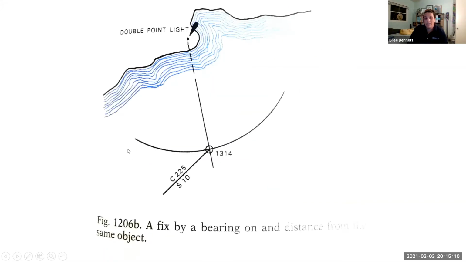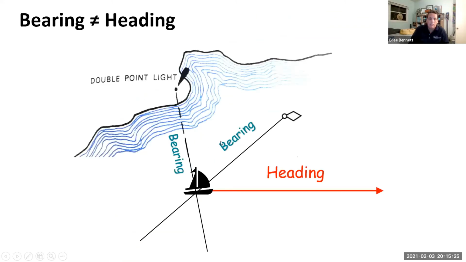You can also get a position. So we need 2 lines of position to get an actual fix. And we're going to go into this again in week 5. But you can have an arc and a line of position, and then that gives you a fix. Okay, we did that one.